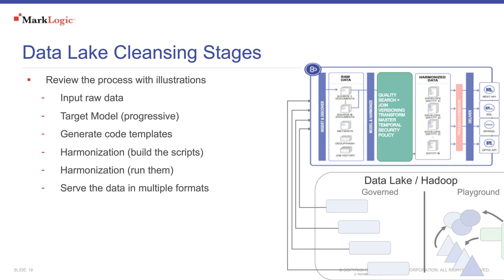I'm going to talk about building a target model progressively, just a little bit at a time, generating code templates. That's pretty low-level stuff. We're not going to get into code here, but I'll just show that briefly. And then running those code templates to get the harmonized data built, and then securing and serving up that data to the consumers. And then on the top in the hub is this controlled, secured, versioned data in a common format with real-time access. Very different than the playground where there's a bunch of data scientists running batch jobs or pulling it into Spark or something, trying to do machine learning.